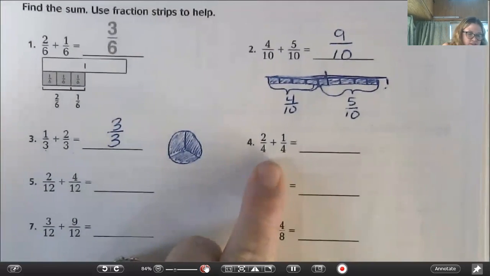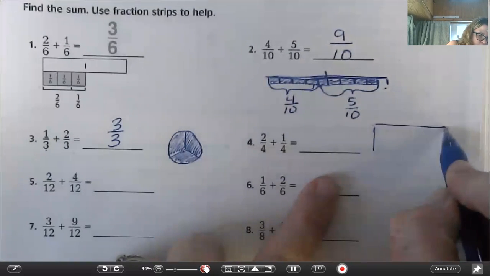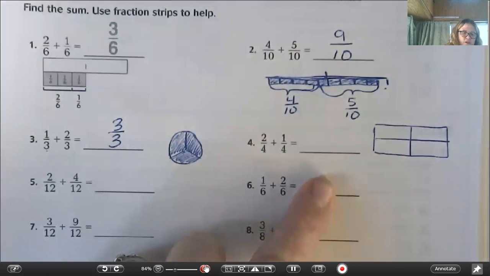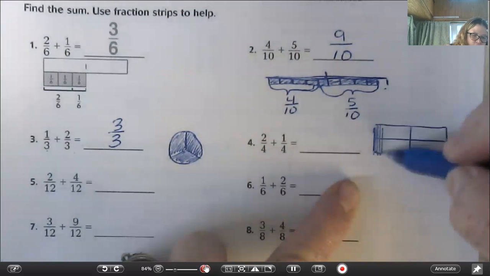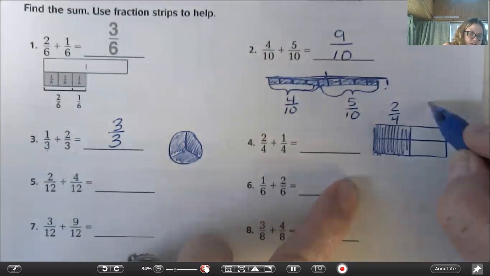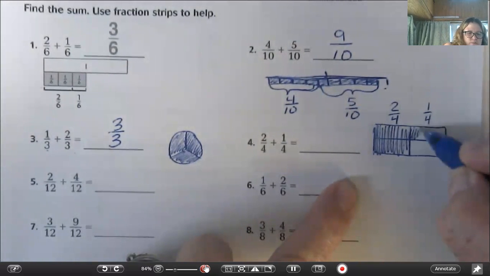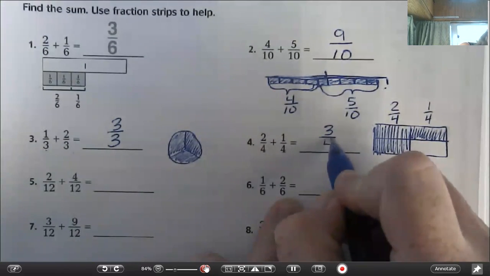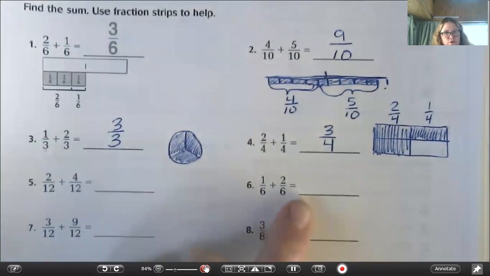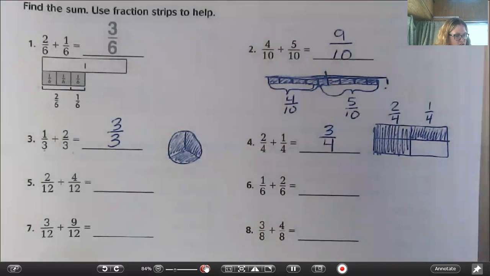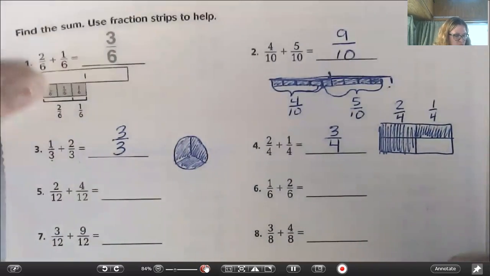So if you are looking at this one, I can do the same thing with this box. I'm going to make a box. I'm going to turn it into 4 parts. I'm going to shade in 2 parts because that is my 2/4. And then I have to shade in 1/4. So that is just 1 box. So how many boxes did I shade? 3/4. 1, 2, 3. 3 out of the 4 are shaded in. That is how you do adding fractions with models. I trust you can figure out the next parts on this piece of paper.